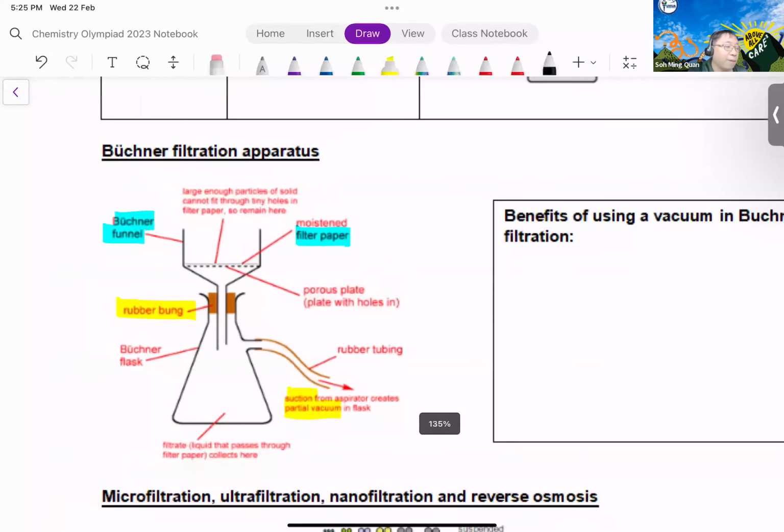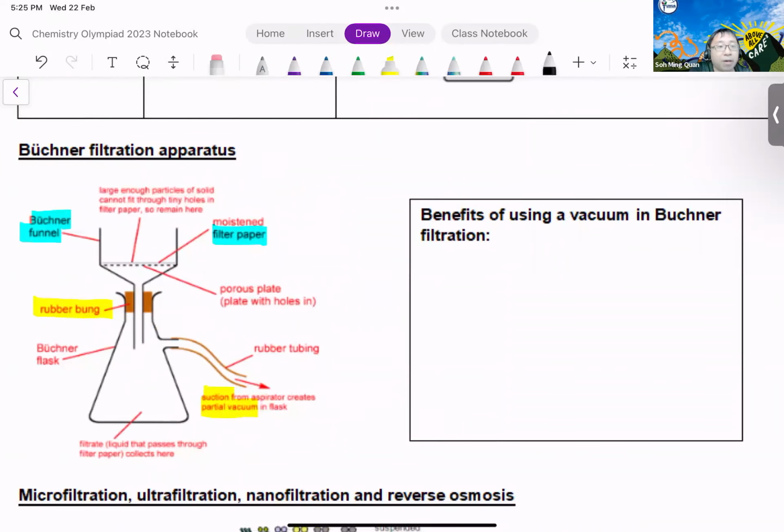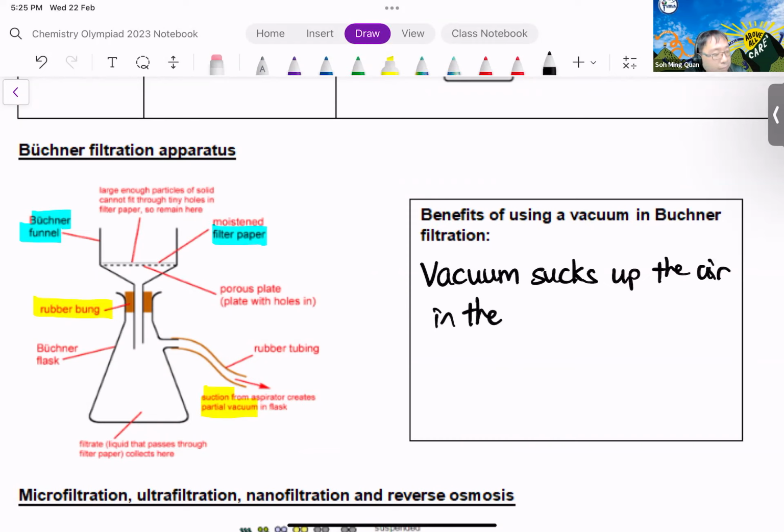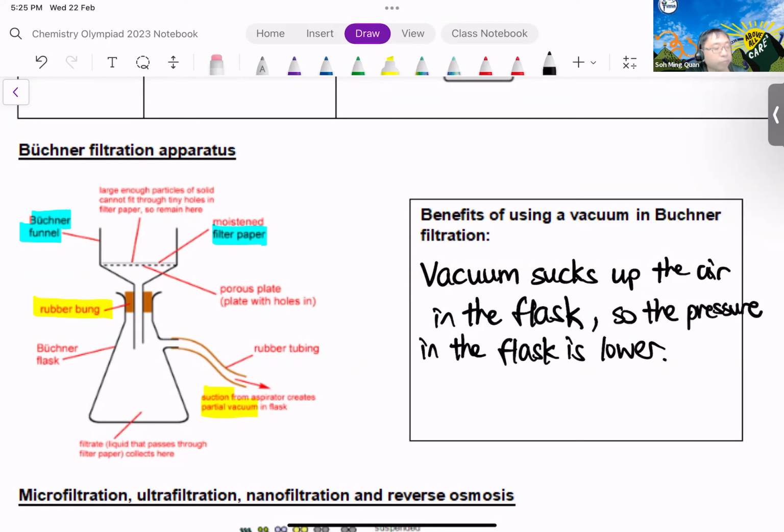Okay, so if you think about it, the solid cannot pass through the filter paper. So definitely the vacuum is sucking up whatever is in the flask. So the vacuum sucks up the air in the flask. Okay, and let's relate this to physics. If you suck out the air, the pressure in the flask is lower. When there is less air, there will be less air pressure as well in the flask.